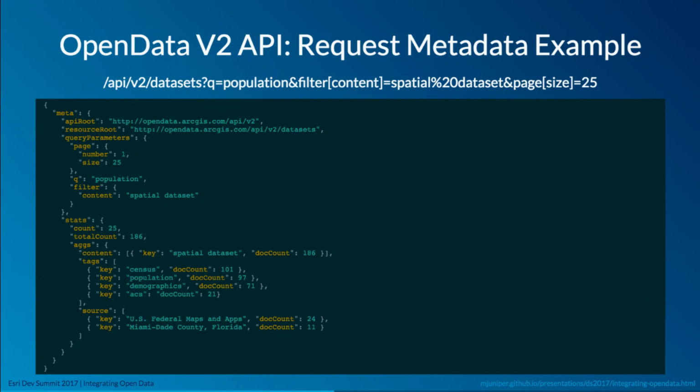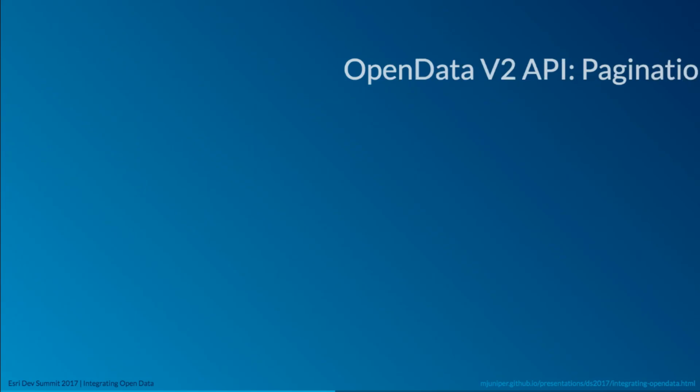And it aggregates by certain types, so by content, by tags. So in this case, 101 documents have a tag of census, 97 have a tag of population, 71 match demographics, and you can even get the source. So these are the organizations that publish the data set. In this case, US Federal Maps and Apps and Miami-Dade County show up in that aggregation. And this can be useful for things like generating a faceting sidebar or just helpful in general for when you're making queries to the API.